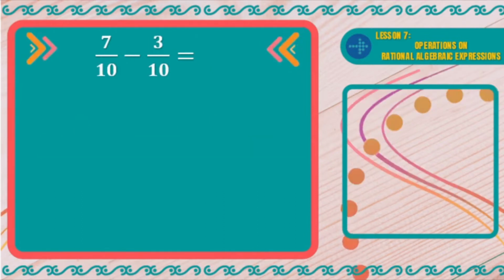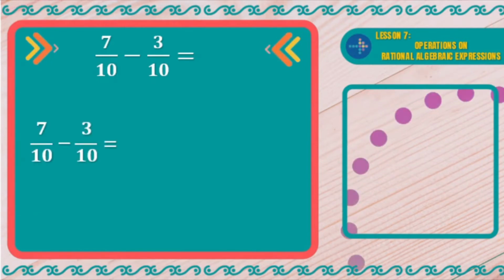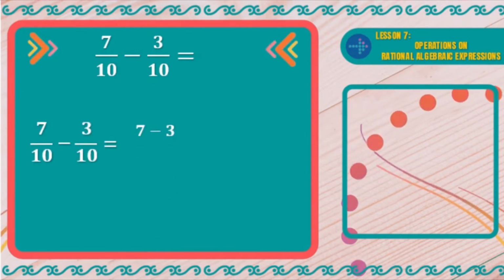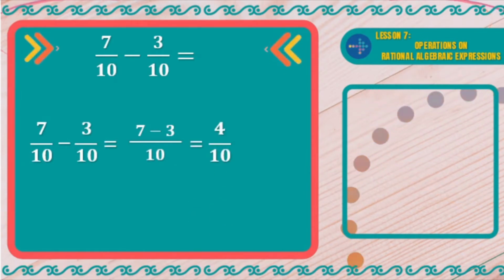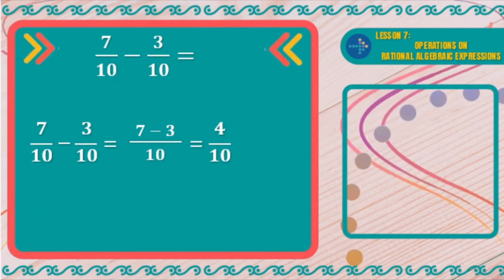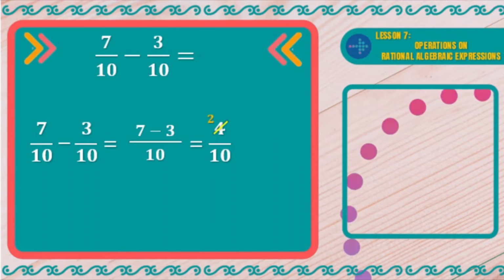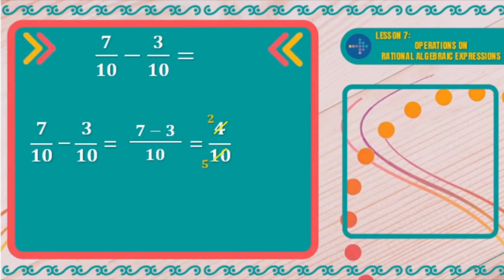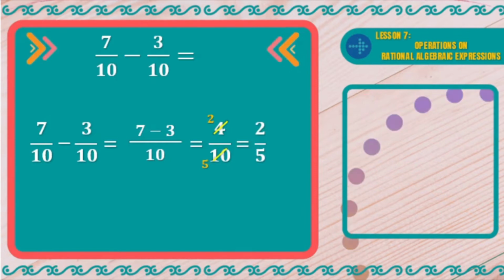While in 7 over 10 minus 3 over 10, we have 7 minus 3 over the common denominator 10. 7 minus 3 is equal to 4, then over 10, and 4 and 10 are divisible by 2. 4 divided by 2 is 2, and 10 divided by 2 is 5. So, the final answer is 2 over 5.